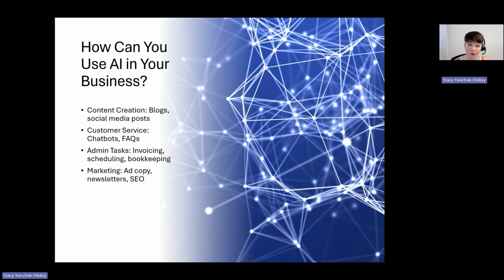So how can you use AI in your business? Well, perhaps it helps you develop content, write blogs, social media posts. Maybe it helps you with customer service with a chatbot or some FAQs, frequently asked questions. Maybe it helps you with admin tasks like invoicing, scheduling, or bookkeeping. And maybe even with marketing, right? It does some ad copy, some newsletters, and some search engine optimization. So it can help you.